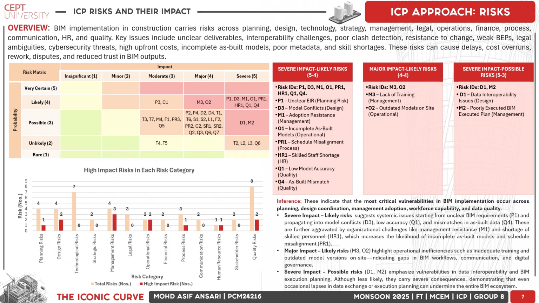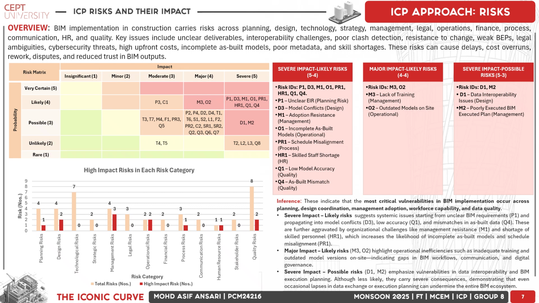Now moving on to the integrated construction practices approach risk mapping. For the Iconic Curve, we analyzed BIM related risk across planning, design, technology and management, operations, finance, process, human resources and quality using a probability impact matrix. Severe impact likely risks included unclear EIR P1, model conflicts D3, schedule misalignment PR1, incomplete as-built models O1 and skilled staff shortage HR1. Design risks recorded the highest count with 7 occurrences, followed by planning and operational risks.